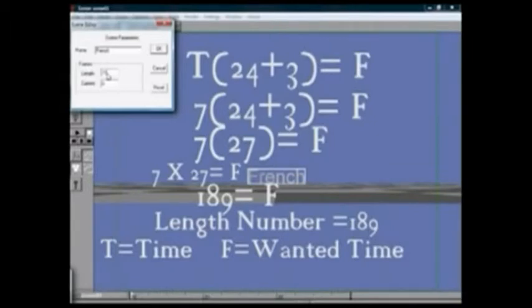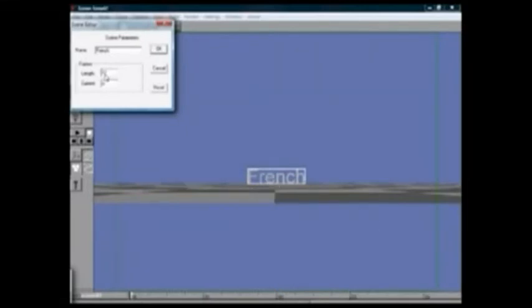Since I want my timeline to end at 7, I am going to use the equation t multiplied by (24 plus 3) equals f. For the t I am going to put in my wanted time of 7. So now we have 7 multiplied by (24 plus 3) equals f. Now we are going to follow the math law and do the parentheses first. Take our 24 and 3 and add them together. 24 plus 3 equals 27. So since our parentheses are gone, we can now multiply our 7 by the 27. This gives us an F total of 189.